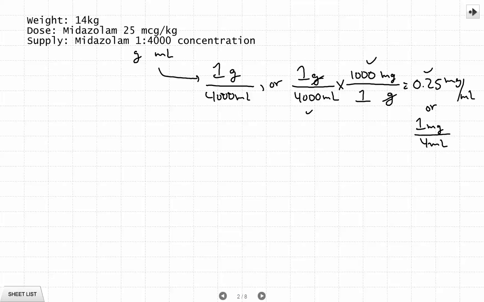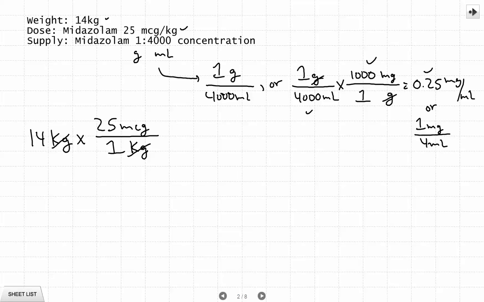Okay, so we're going to start with our patient weight, which is 14 kilograms. Now, in this case, since the dose is with respect to kilogram of patient weight, I don't have to change the patient weight. The kilograms for the patient weight already matches my denominator here for my dose. It's 25 micrograms per kilogram. So I'm just going to go ahead and multiply by that amount. So that gets rid of kilograms and puts me into micrograms.